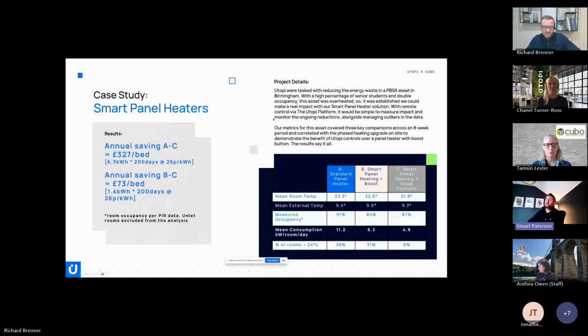And that control upgrade allowed the operator to have centralized control over the whole asset, but also be able to maximize resident experience and comfort by creating room level exceptions.